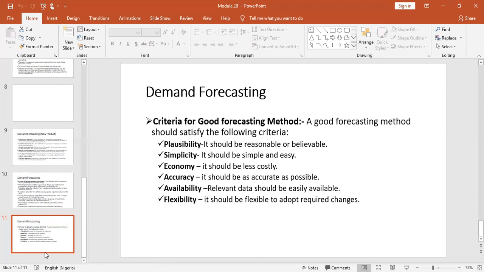Accuracy: it should be as accurate as possible. That means you take care to eliminate error as much as possible in the collection of data, analysis of data, and then making those projections. Availability: relevant data should be easily available. Flexibility: it should be flexible to adopt required changes. So sometimes when you have the forecast, you finish forecasting and then you plan based on it, you can actually modify it.